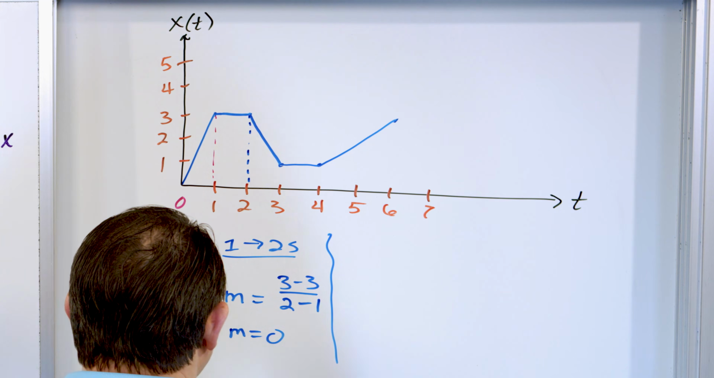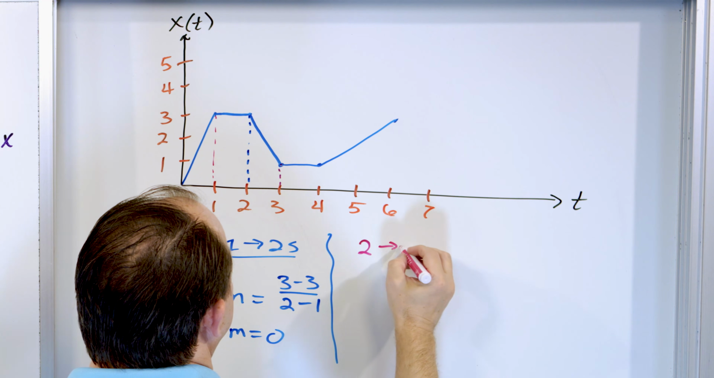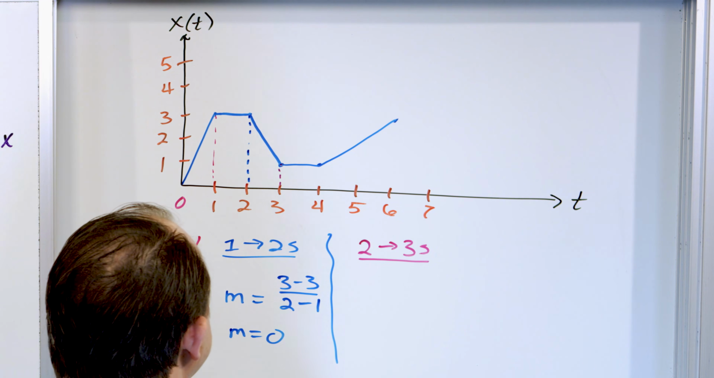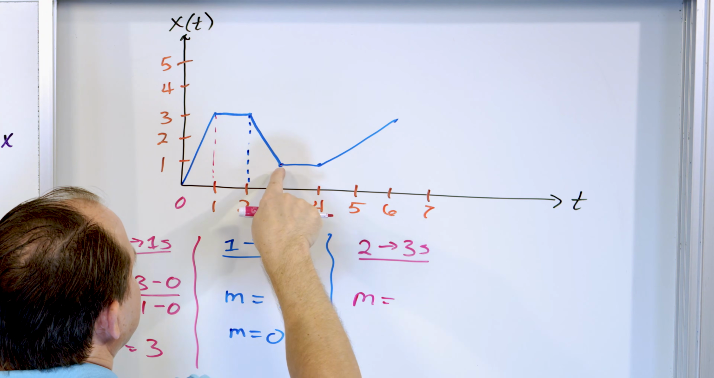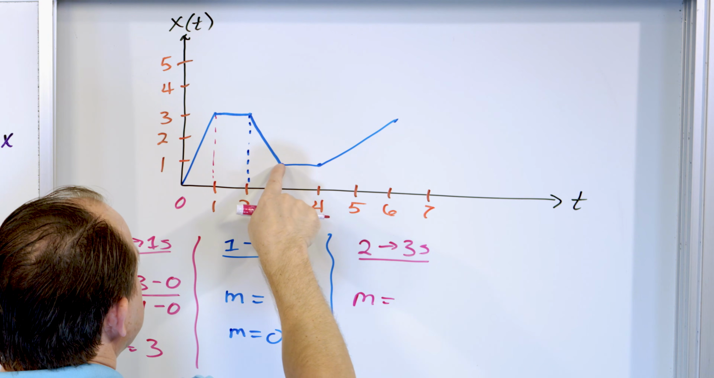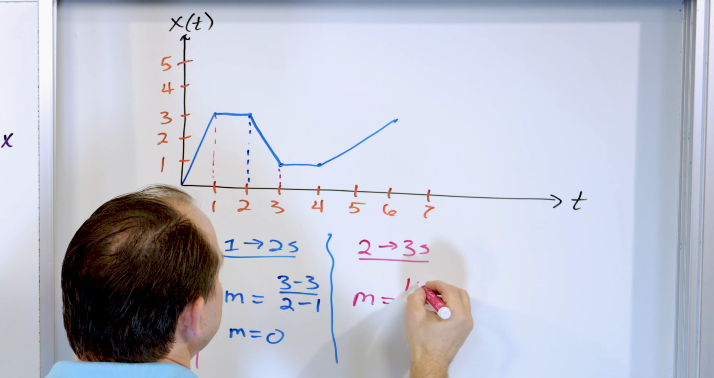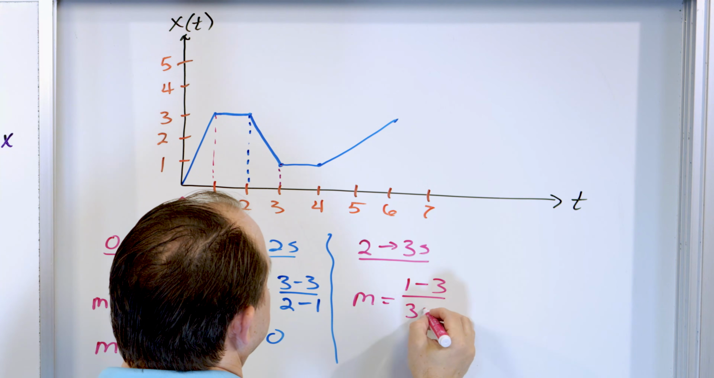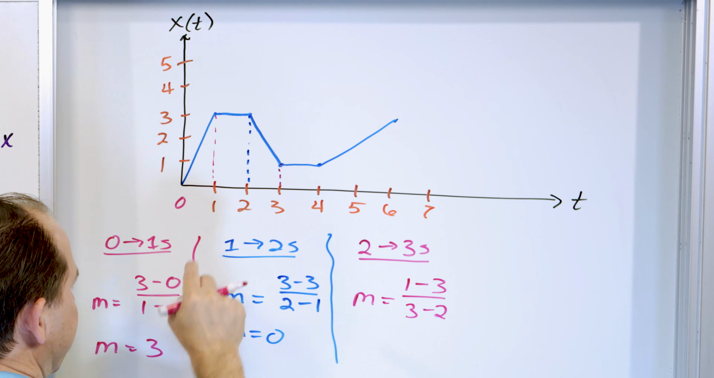Okay, let's go back here, and from 2 to 3 seconds, we're going to be in this window right here. From 2 to 3 seconds, the slope is going to be the second y value, which is 1, minus the initial y value, which is 3. So it's y2 minus y1, and then you're going to go 3 minus 2, the second point minus the first point. So 1 minus 3 over 3 minus 2.